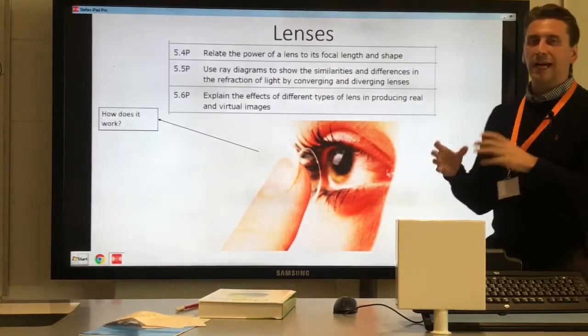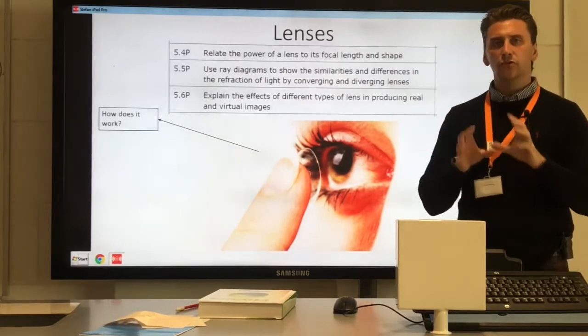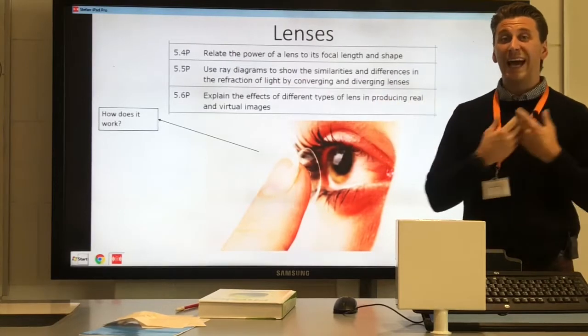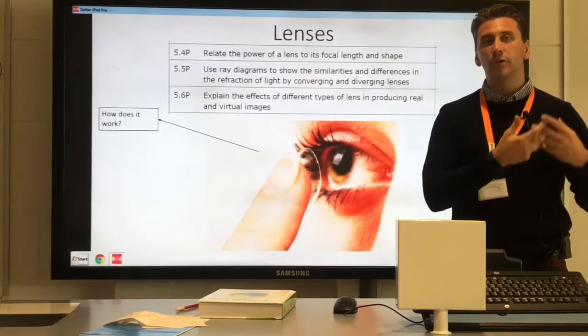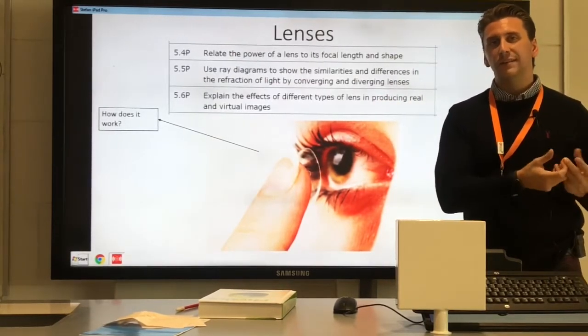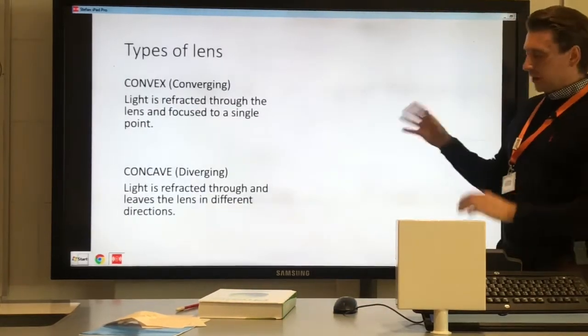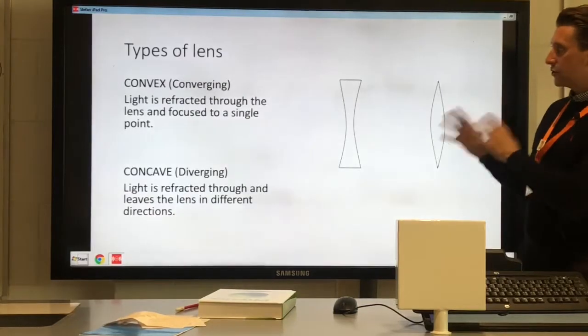And then what we're going to look at actually is some diagrams, what we can draw for light passing through a lens for different objects, and how the image that might be formed, how it would be formed through that lens. So that'll make a little bit more sense as we move through. The first thing that we're going to look at is the two types of lens.